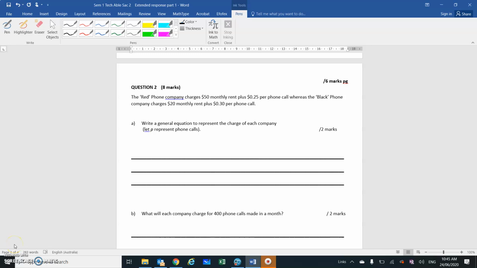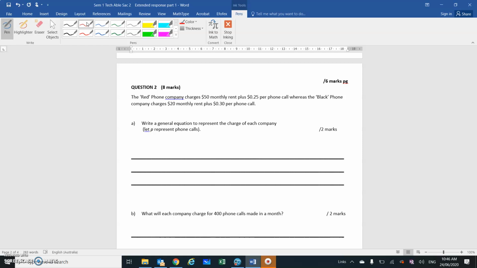Okay, so now we are looking at question 2 of SAC 2 from semester 1. This question says the red phone company charges $50 monthly rent plus $0.25 per phone call, whereas the black phone company charges $20 monthly rent plus $0.30 per phone call. Write an equation to represent the charge of each company. Let P represent phone calls. So the two linear equations we are writing.